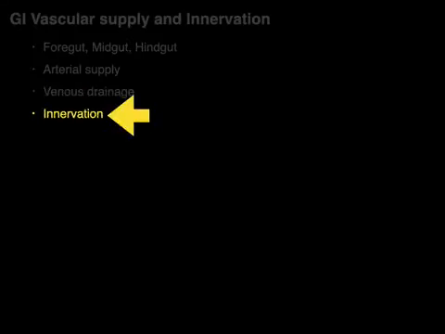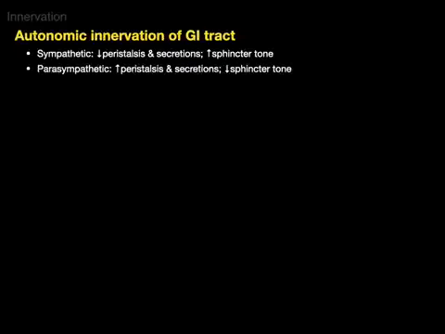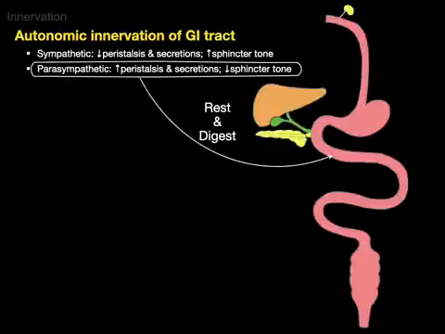Now let's conclude with the innervation of the gut tube. Autonomic innervation can either be sympathetic or parasympathetic. So sympathetic innervation will reduce peristalsis or decrease it and decrease secretions, but increase sphincter tone. You're basically slowing down digestion. Or in contrast, parasympathetic innervation will increase peristalsis and increase secretions, but reduce sphincter tone, basically increasing digestion. So remember, parasympathetics are rest and digest.